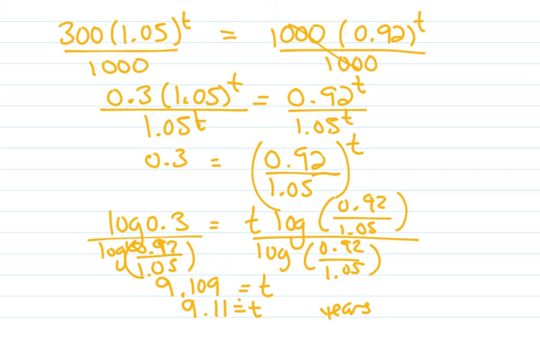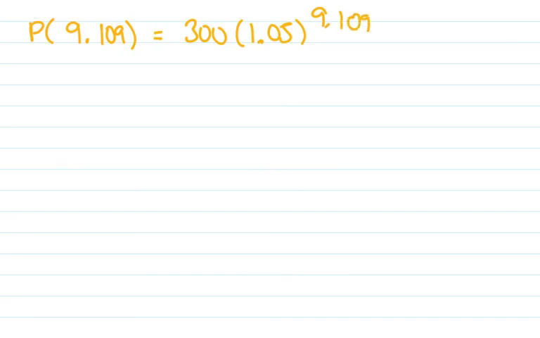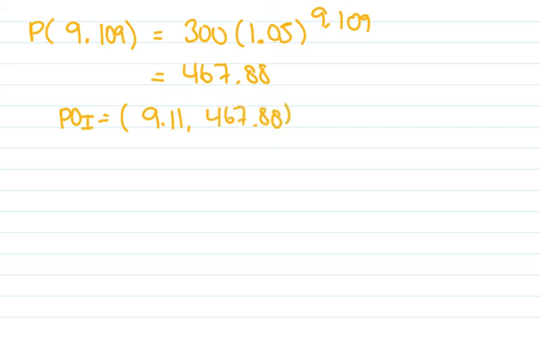Now to find the y-coordinate, I need to plug it back into one of the original functions. So I'm going to choose the population function. So p of 9.109 equals 300 times 1.05 to the power of 9.109, which equals approximately 467.88. So that means the point of intersection is 9.11, 467.88. And that's called the crisis point.